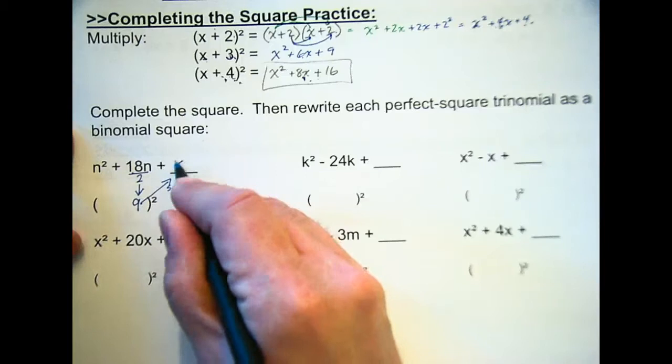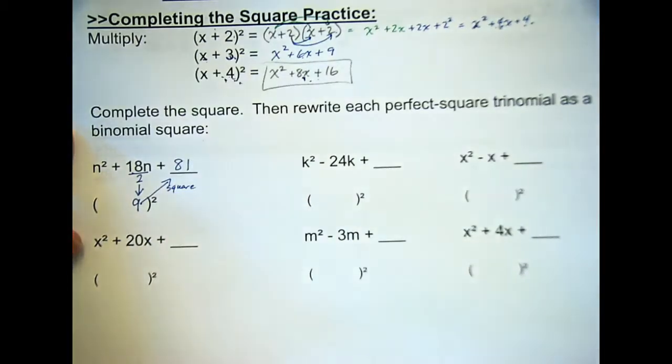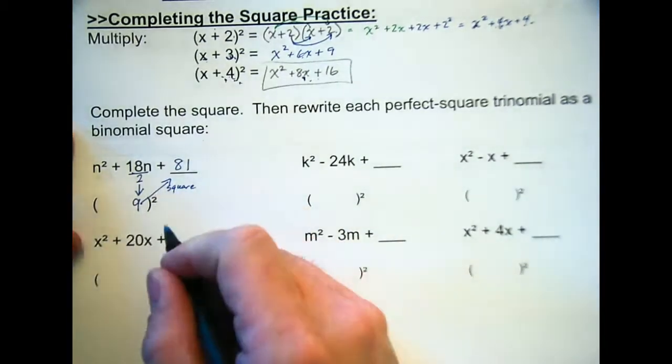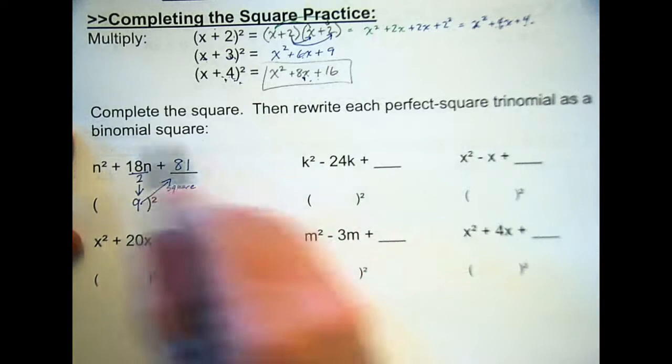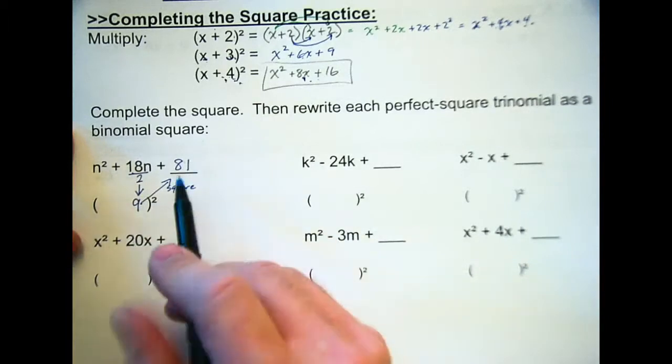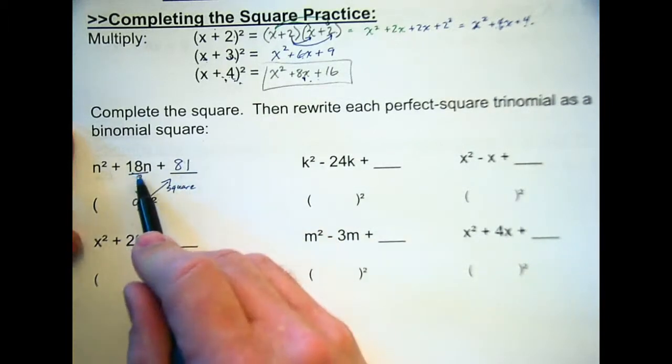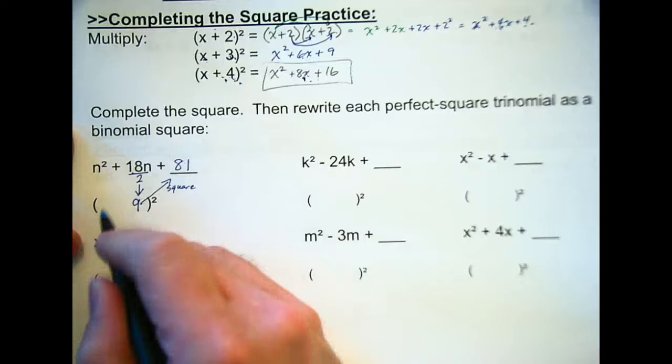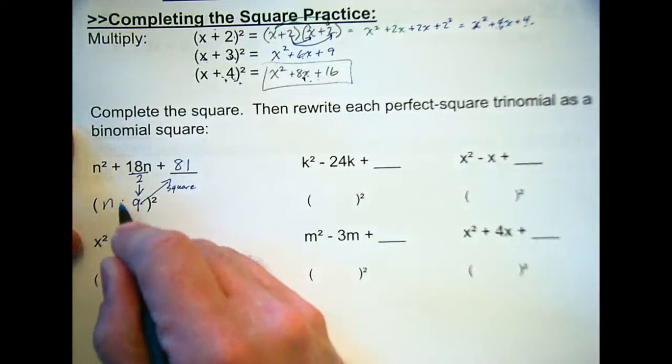Okay, and so that is 81. We have now completed the square. We've now made a perfect square trinomial. So your back term is always half of your middle term squared. This part becomes n. How do we know it's plus here, not minus?